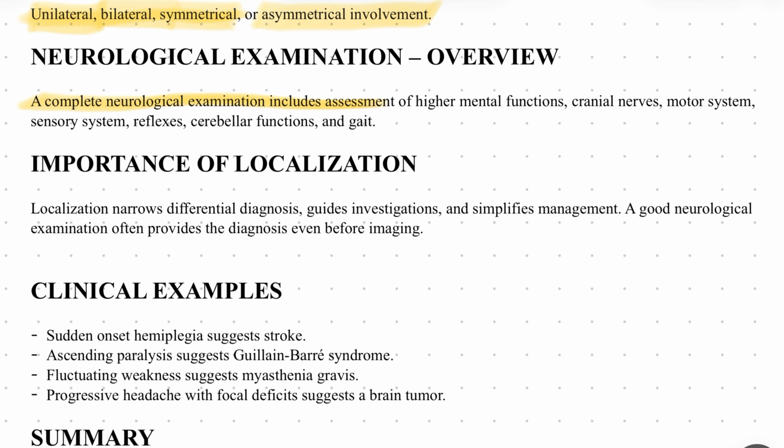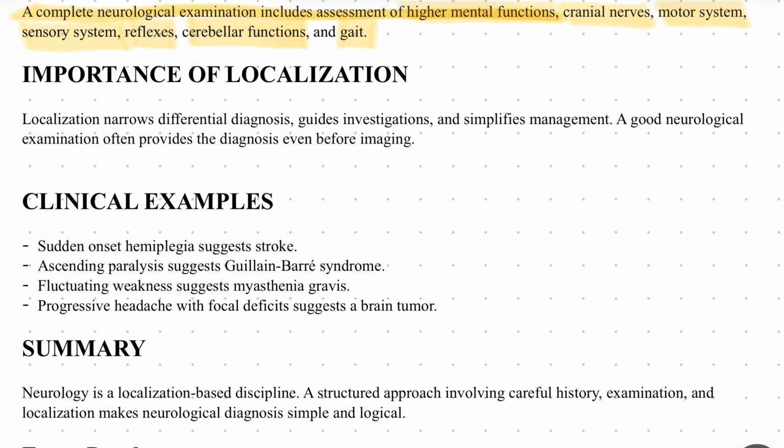Then coming to the neurological examination overview. A complete neurological examination includes assessment of higher mental functions. When it comes to neurological examination, there are some subtopics you need to include under your case history, even though the examiner didn't ask you to. What are those? Higher mental functions, then cranial nerves, motor system, sensory system, reflexes, cerebellar function, and gait. This is the complete neurological examination you have to do when the examiner asks you to do a neurological examination.